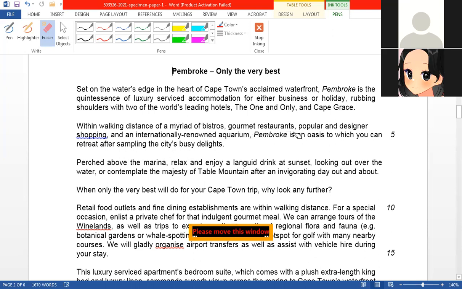A list-like effect has been given over here, comma, comma, comma. Next to it, what do we have? We have a myriad of bistros, gourmet restaurants. Next to it, popular designer shopping, an internationally renowned aquarium for your entertainment. Pembroke is an oasis. What language is this? This is a metaphor. It's almost like in the desert, you're nowhere, but Pembroke is an oasis, giving a quality of life-saving. Our apartments are a life-giving opportunity to any of the potential customers.